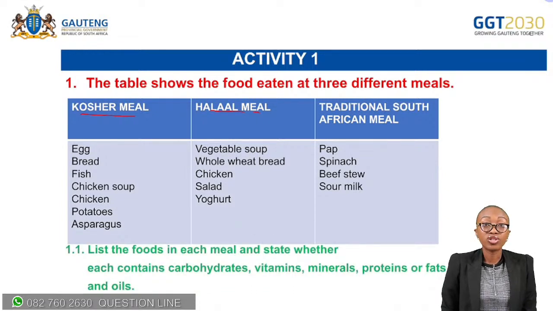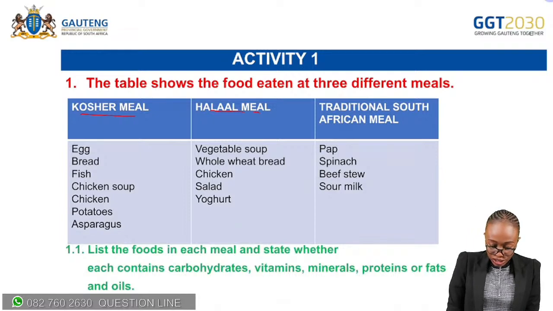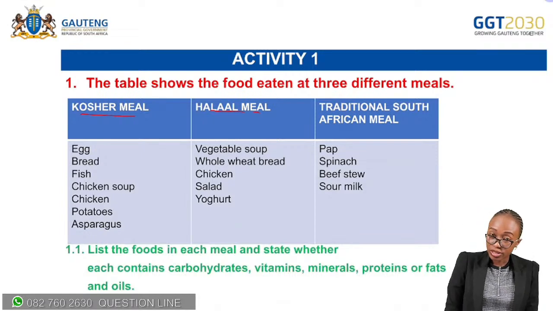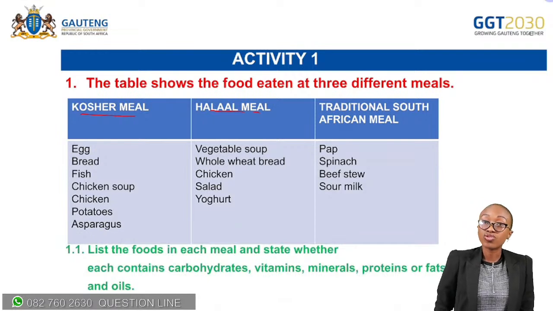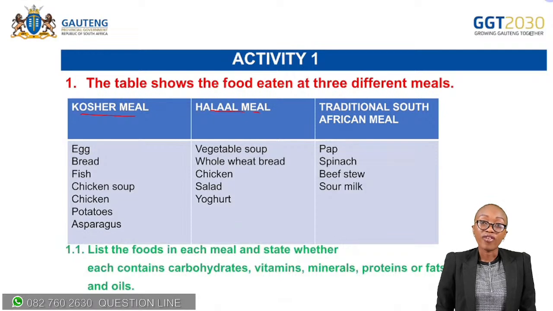So the question reads, list the foods in each meal and state whether each contains carbohydrates, vitamins, minerals, proteins, or fats and oils. So for you to list which minerals or which nutrients are contained in each of these foods, I'm going to give you 5 minutes.